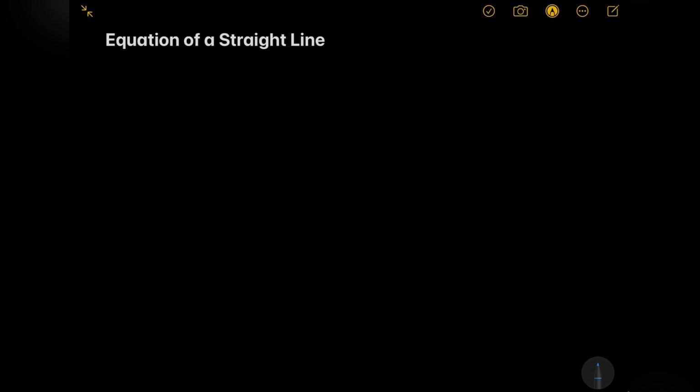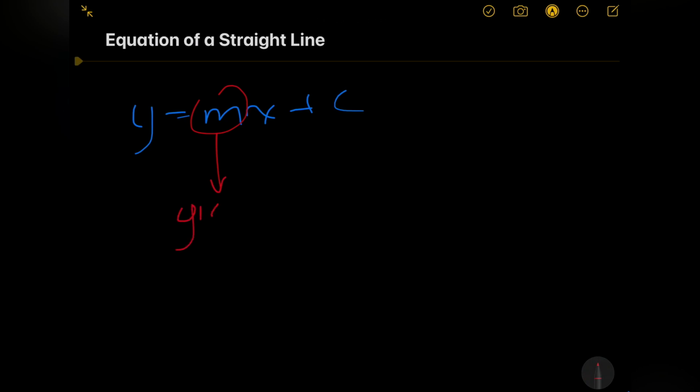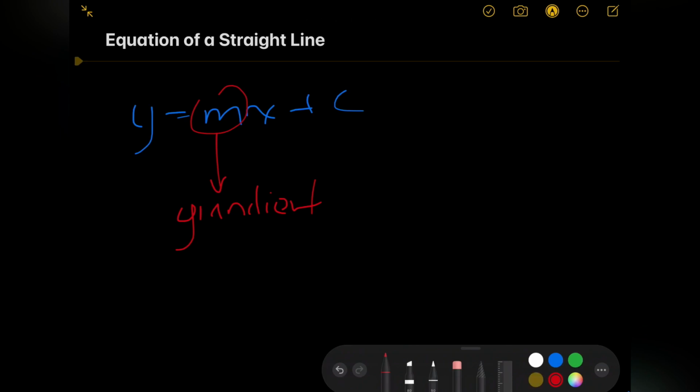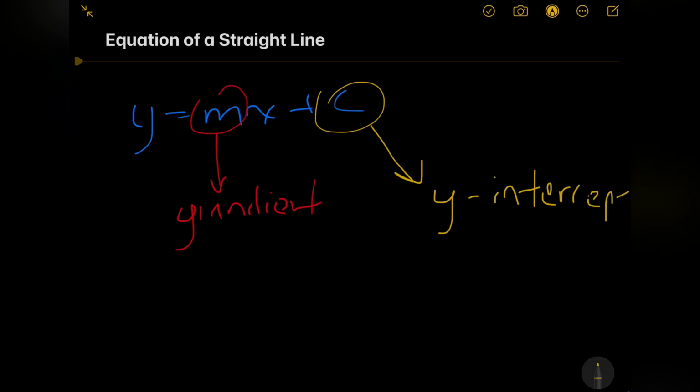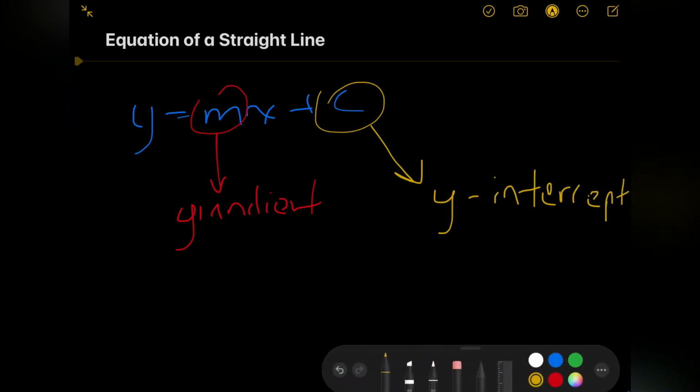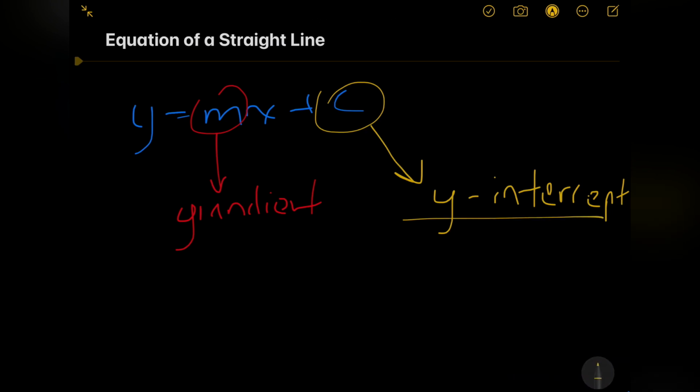The general form of the equation of a straight line is given as y equals mx plus c, where m is our gradient and c is our y-intercept. We already know what the gradient is, but the y-intercept is basically where the function cuts the y-axis.